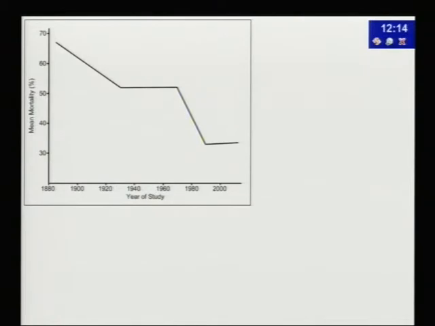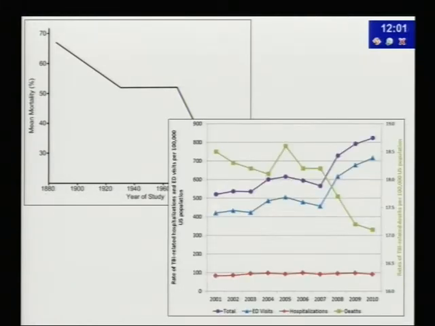You can make any arguments you want as to what factors might have led to this, better ICU care, better neurosurgical care, but it is a fact that mortality rates in published studies are decreasing. This is US-based data from the CDC. Here in the green bar, you can see the mortality rate has been decreasing steadily down to about 17% in the most recent estimate.